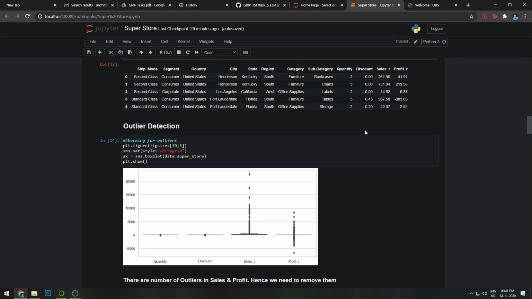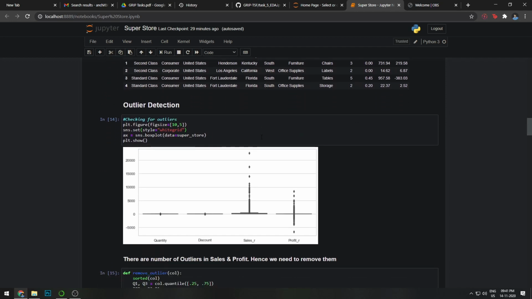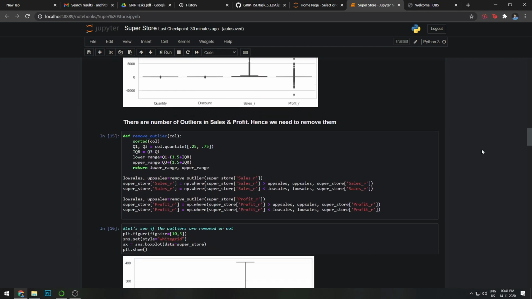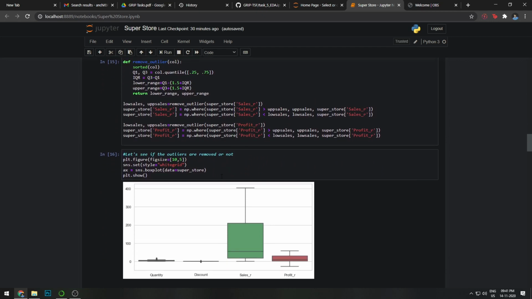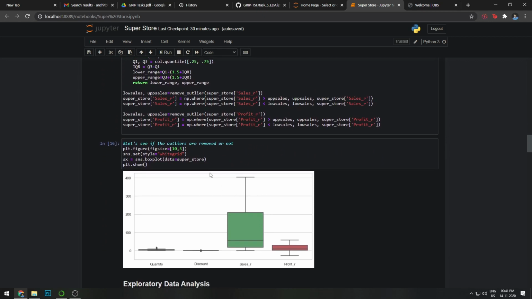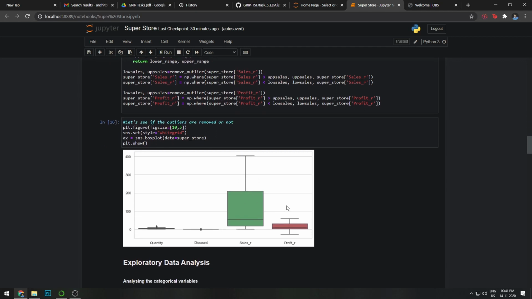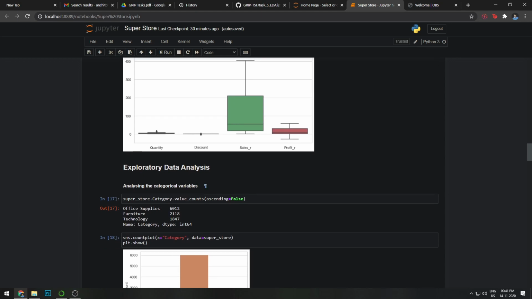Now we'll proceed further to check for the outliers. As we saw through the describe command that there were a certain amount of outliers present in sales and profit, and we can see the same in the box plot as well. Now we have to remove them, and after removing, we again check for the outliers, and we can see that the outliers have been removed.